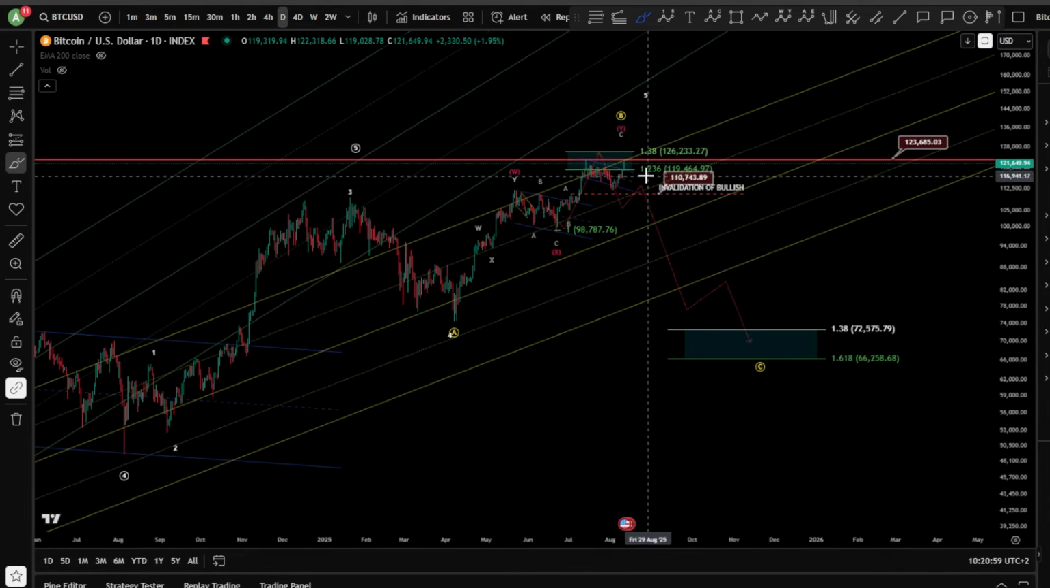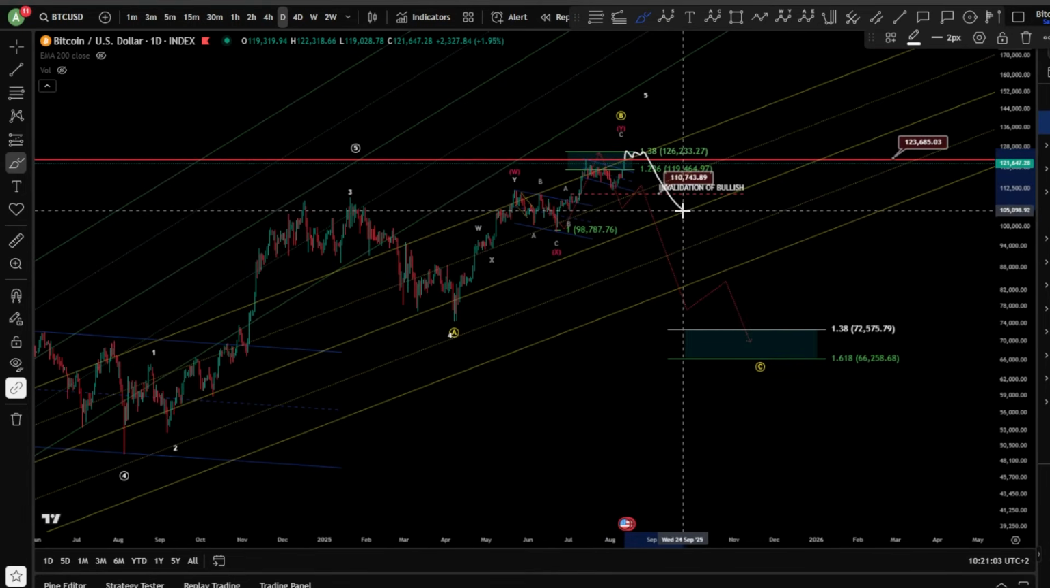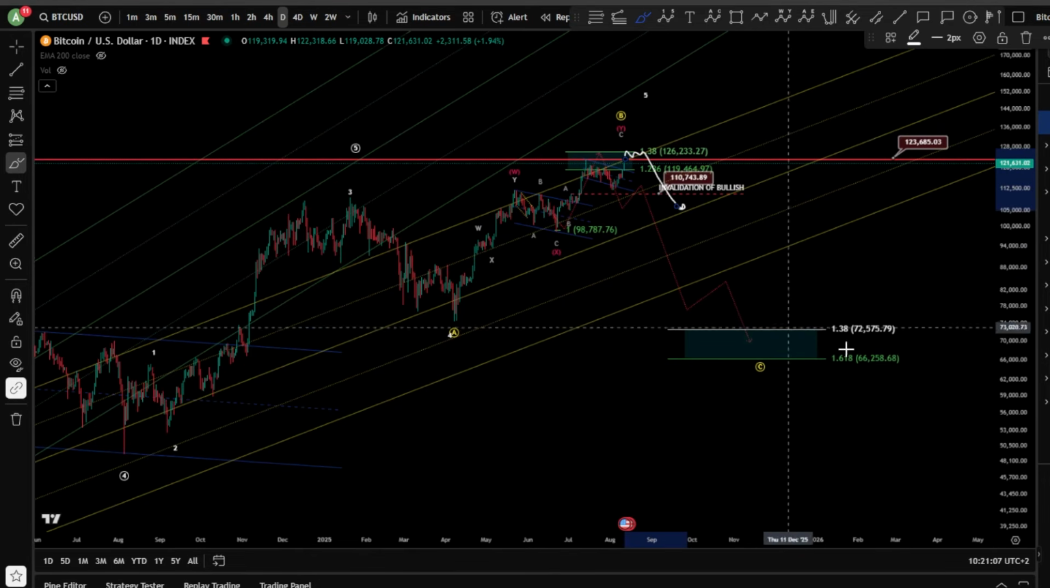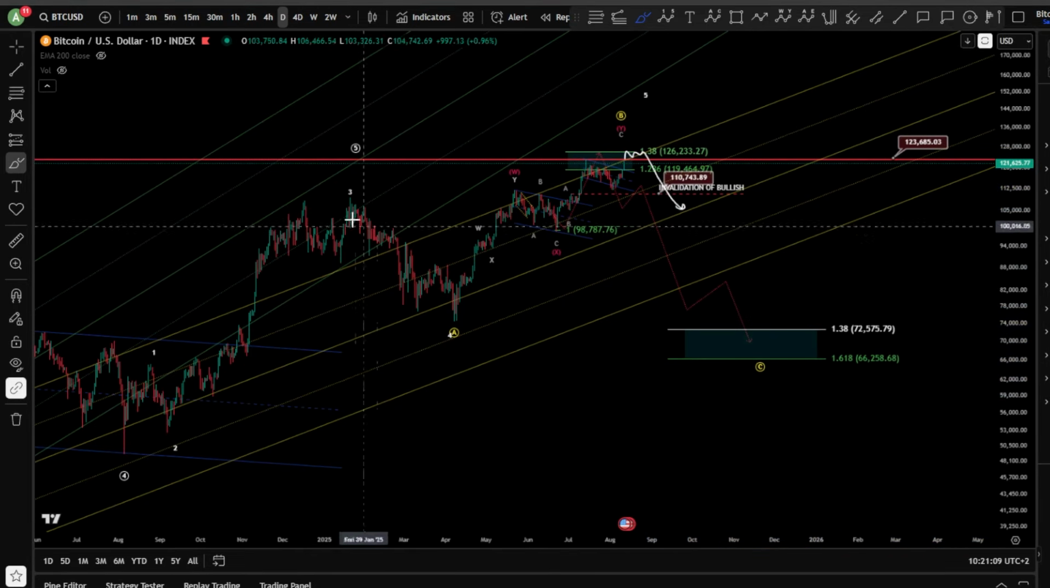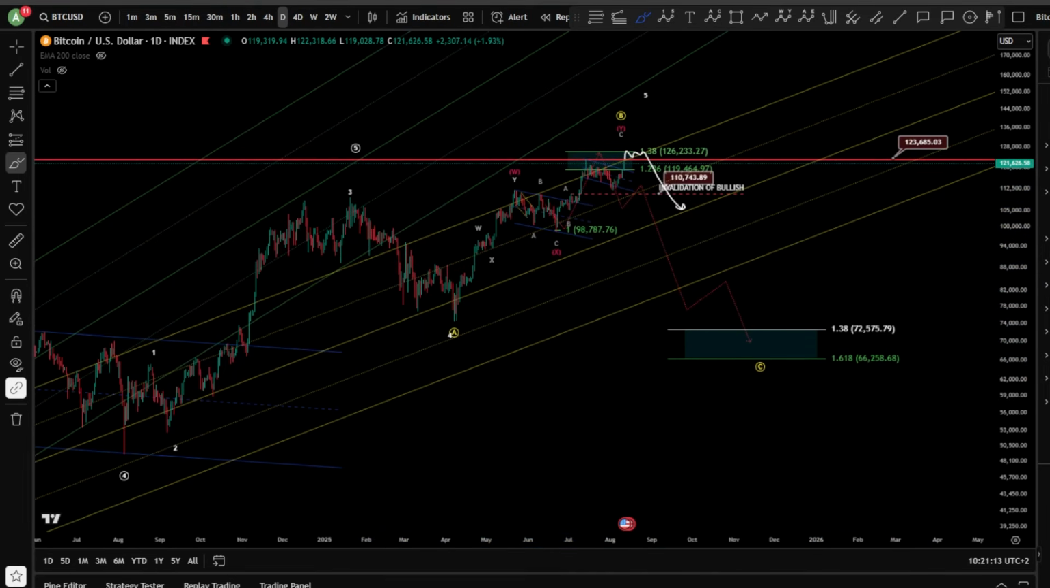And then, if this happens and we see the price breaking the base channel again towards the downside, okay guys, it's done. We're moving towards this area, of course, as an expanding flat ABC, 72K, 66K.